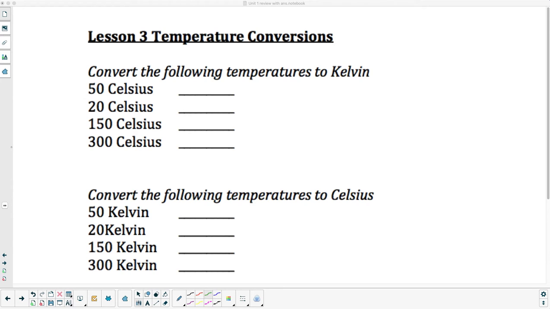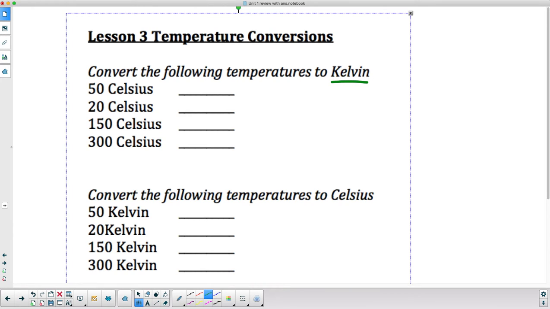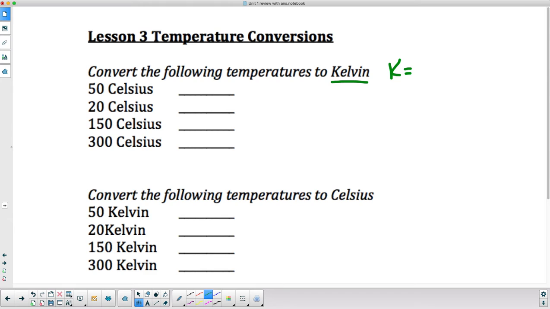So if we're looking to go to Kelvin, that means that Kelvin equals degrees Celsius, and then we're going to add 273. Okay, so Kelvin equals degrees Celsius plus 273. Here the first one is 50 degrees, so I plug that in over here. It's 50 plus 273, and that gives me 323.